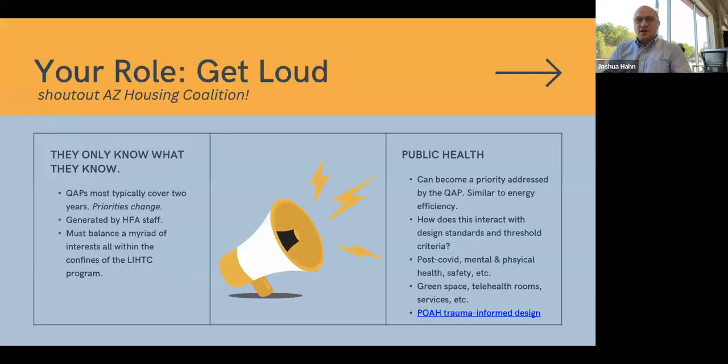Thank you. So your role, and I'm using the tagline from the recent Arizona Housing Forum, which is "Get Loud," and I think it's very appropriate here.